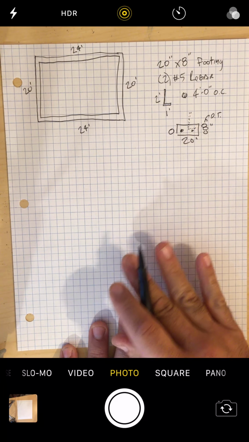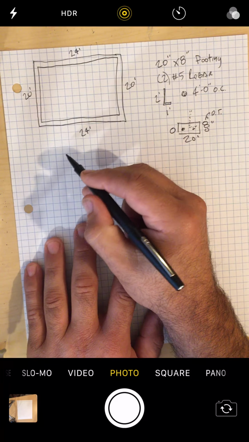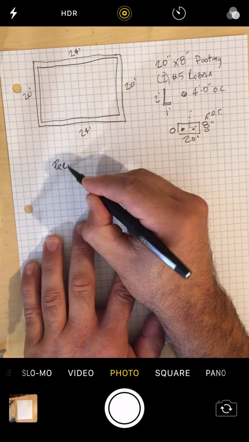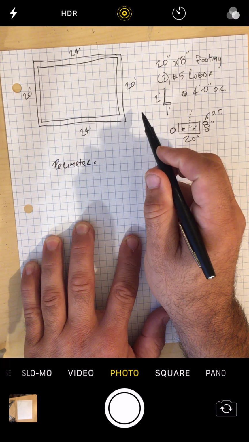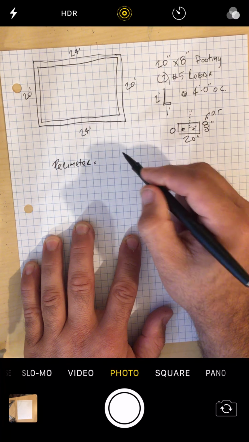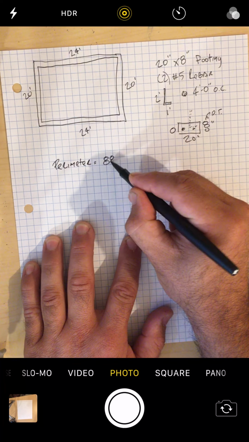Okay, so our first step, what we want to do is figure out the perimeter. And that is 24 foot plus 20 foot plus 24 foot plus 20 foot. So that, in this case here, is 88 feet.